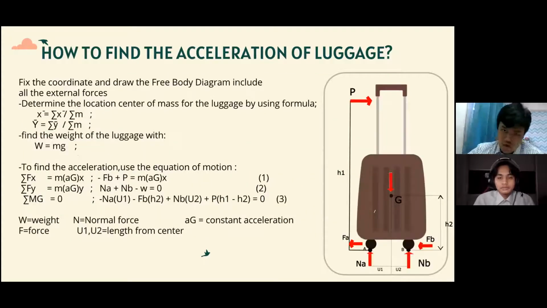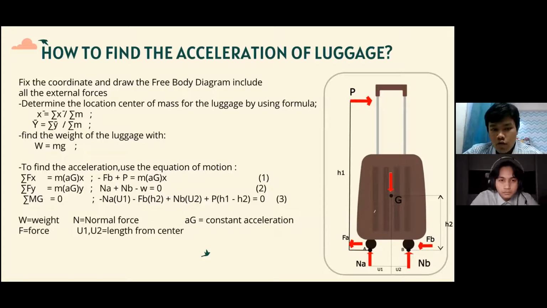Okay, the calculation of the force and the acceleration of the luggage. First of all, fix the coordinates of each point and draw the free body diagram, including all the external forces. Second, determine the location of the center of mass of the luggage by using the formula x bar equals total x bar divided by total mass, or y bar equals total y bar divided by total mass. And thirdly, find the weight of the luggage, using the formula W equals mg, which is mass times gravity. After finding all of the components of the force acting on the luggage, we can use the equations of motion, which are the formulas given by Fathi just now.